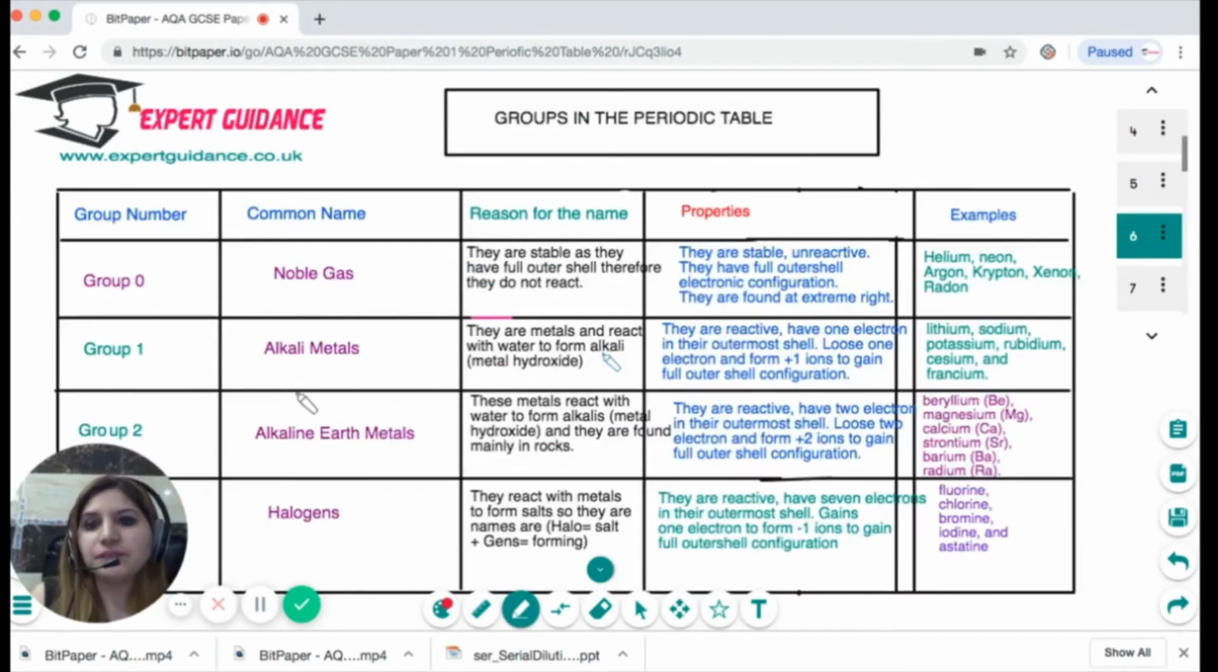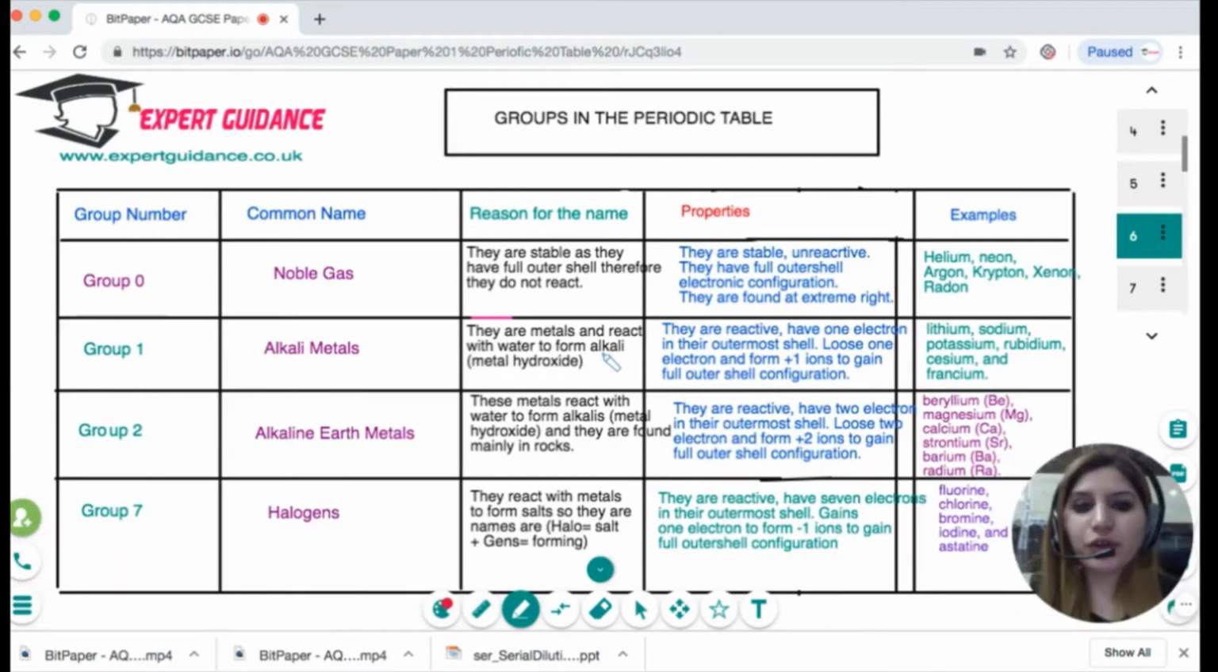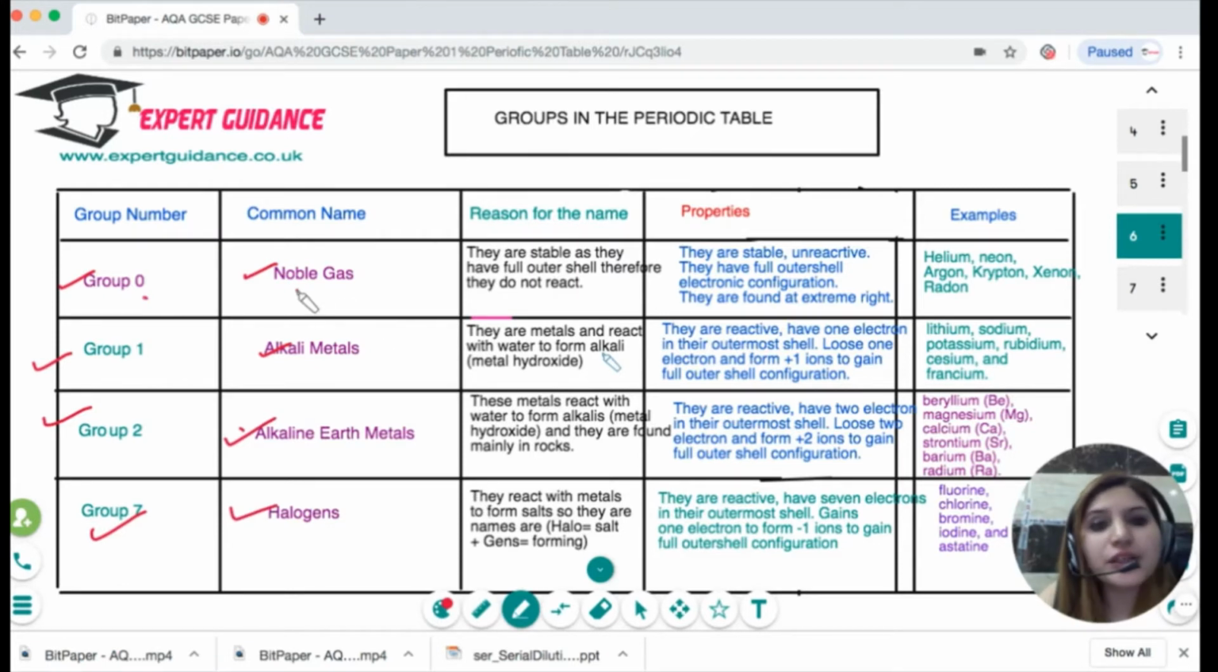Okay, so now let us see, as I told you, the common groups, and you need to remember what these group numbers are known as. So groups 0, 1, 2, and 7 is what you should know. Group 0 is noble gas, 1 is alkali metal, group 2 is alkaline earth metal, and group 7 is halogens. Now group 0, why is it called a noble gas? Because they are stable, they have a full outer shell, therefore they do not react. So what will be the properties of group 0? They are stable, unreactive, have full outer shell configuration, and are found in the last group, that is to the extreme right. Example: helium, neon, argon, krypton, xenon, and radon.